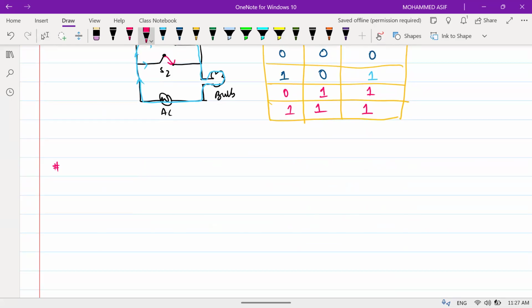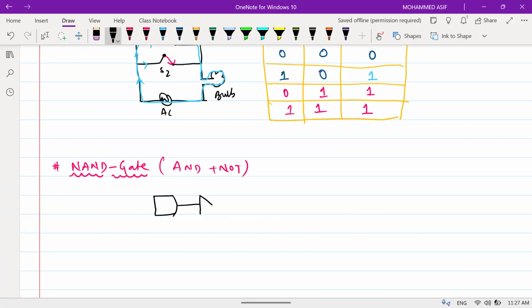Sure. The next one is about your NAND gate. It is a combination of your AND gate plus your NOT gate. What is the AND gate symbol, beta? This is your AND gate symbol. And to this one, you are adding a NOT gate like this.